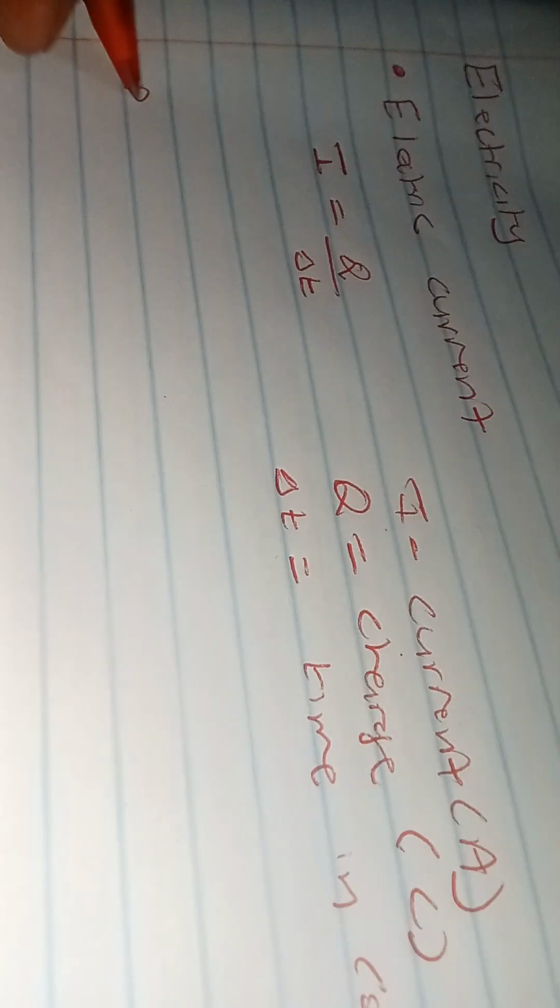Electric current, which is by definition you can calculate by charge over the change in time, I = Q/Δt, where I is the current that is measured in amperes, Q is the charge in coulombs, and t is the time in seconds.